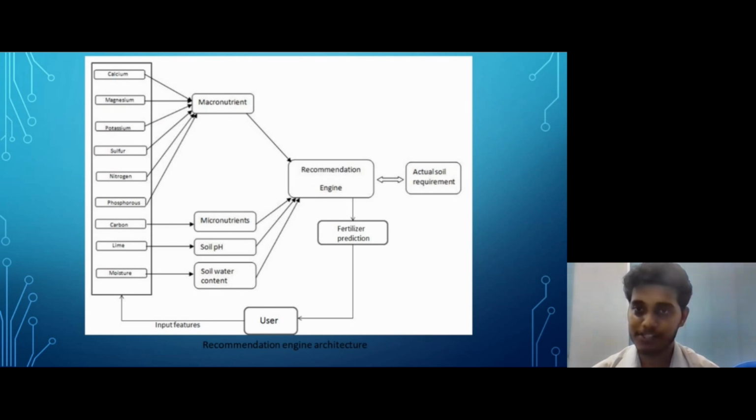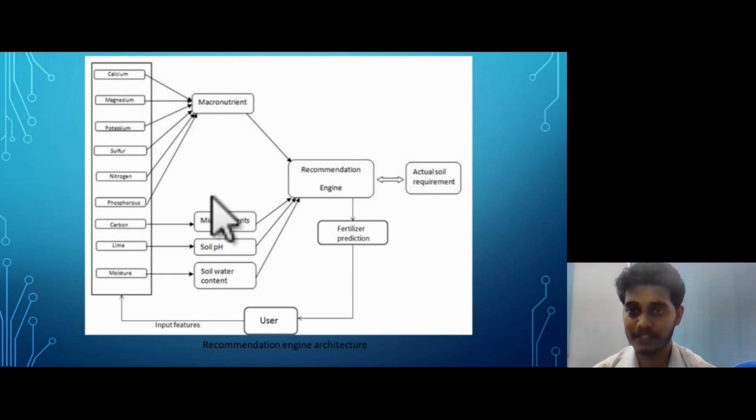Looking into the architecture of the whole system, we have a brief explanation. In this part, the user is where the farmers are. The farmer gives the input features, and these input features have the following categories: moisture, lime, carbon, phosphorus, and so on. Now, these inputs that are given by the farmers can be subdivided into macronutrients, micronutrients, soil pH, and soil water content.